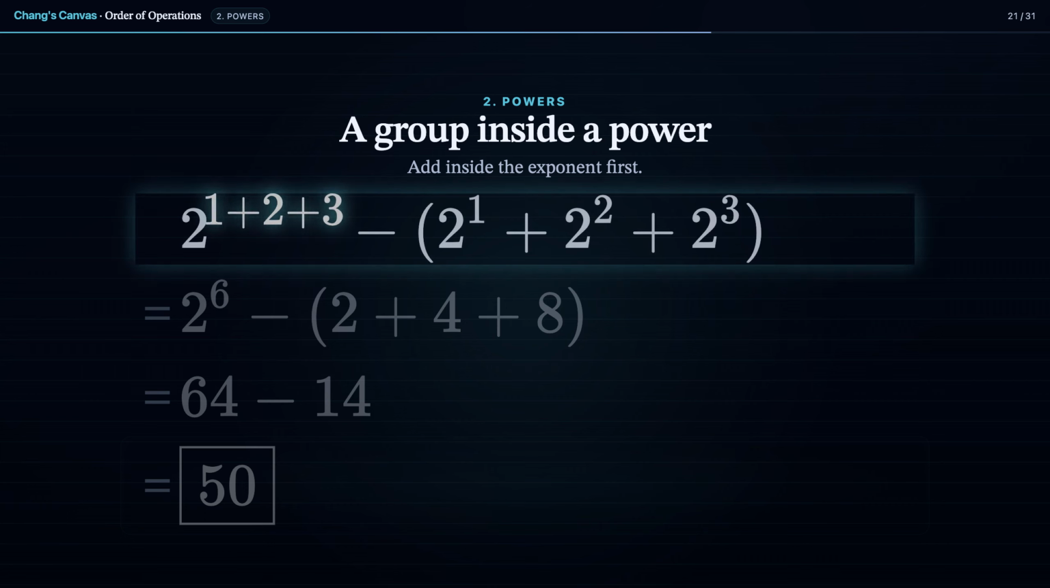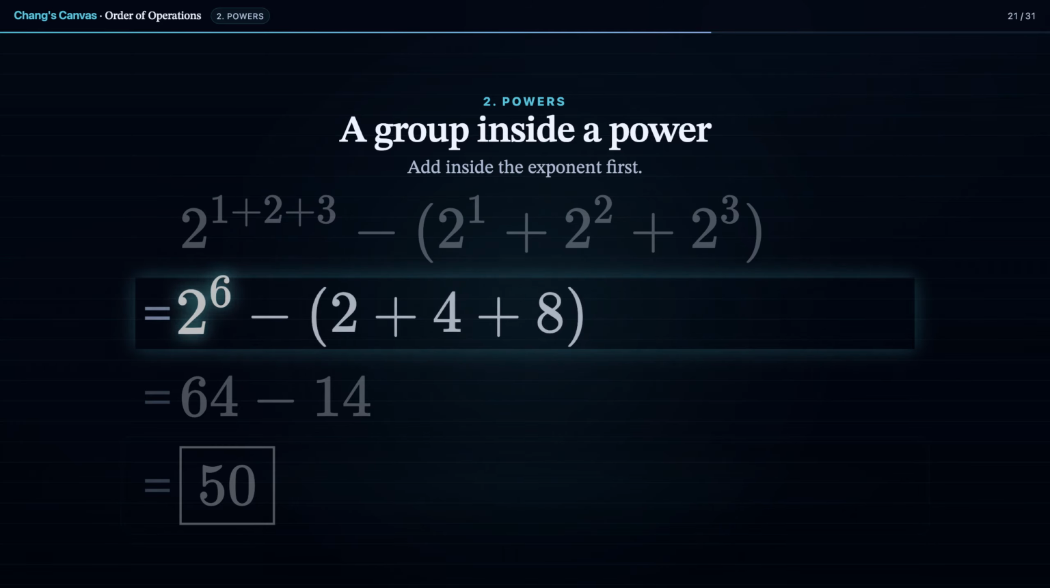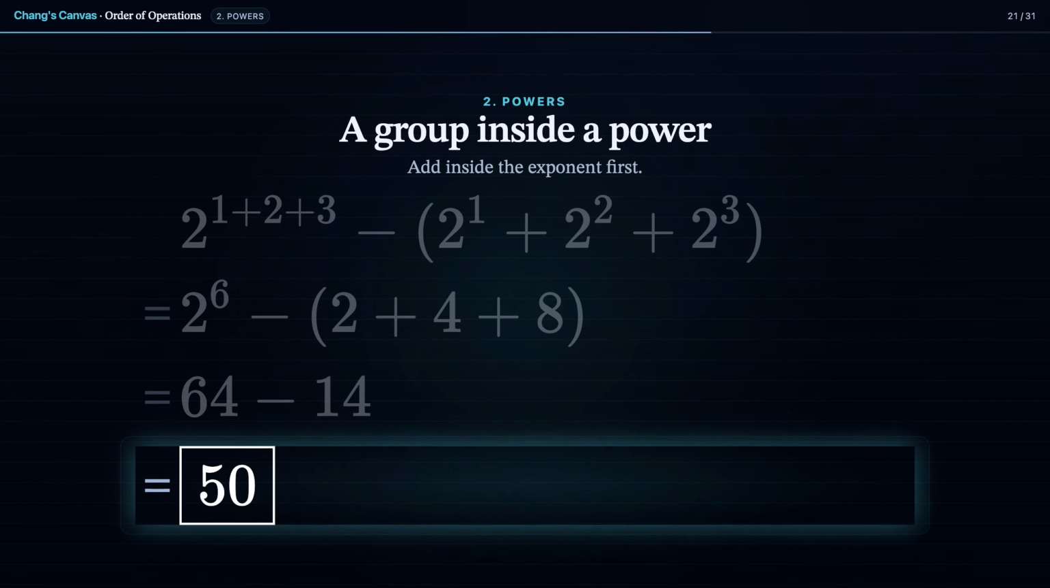This power has a group in its exponent. 1 plus 2 plus 3 is 6, so the first term is 2 to the 6, or 64. The smaller powers add to 14. 64 minus 14 is 50.